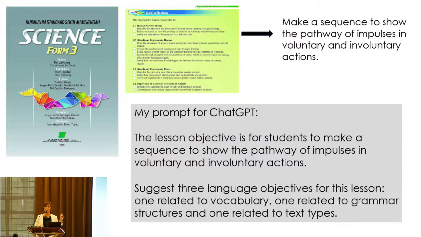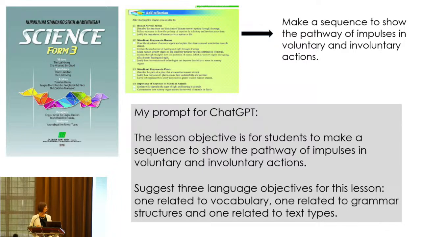I don't know, are you still using this textbook for science? Okay, so it's familiar to you, I'm glad. I looked through the textbook, and there was one unit, make a sequence to show the pathway of impulses in voluntary and involuntary actions. Okay, maybe some of you are familiar because you taught this. So what I did was I went into ChatGPT and I wrote a prompt.